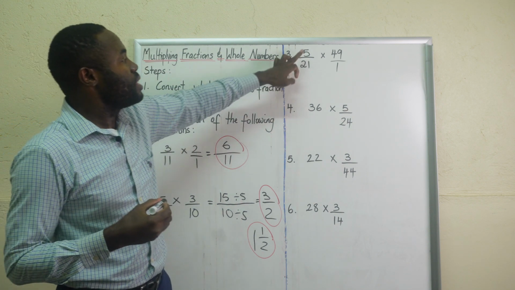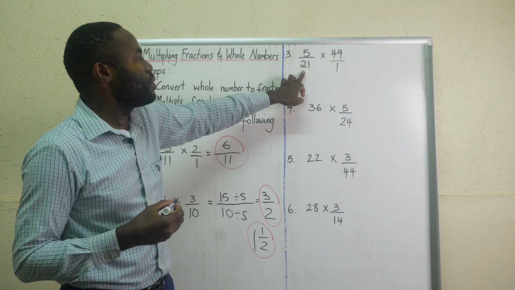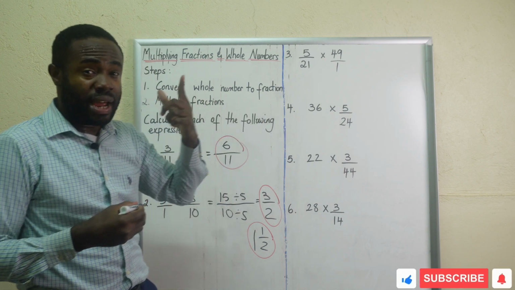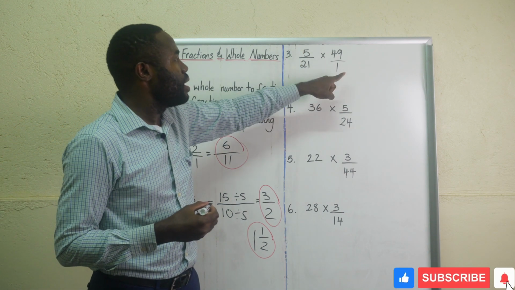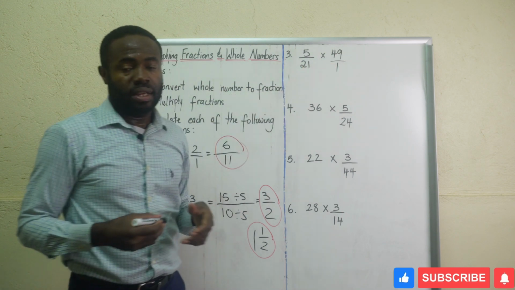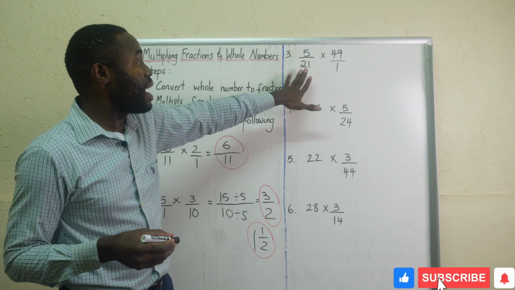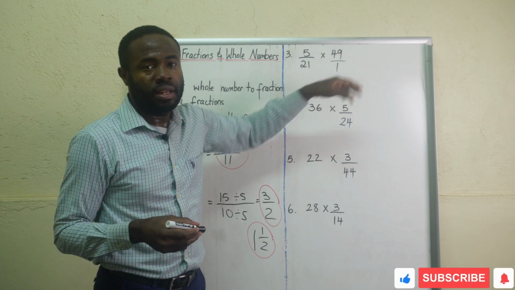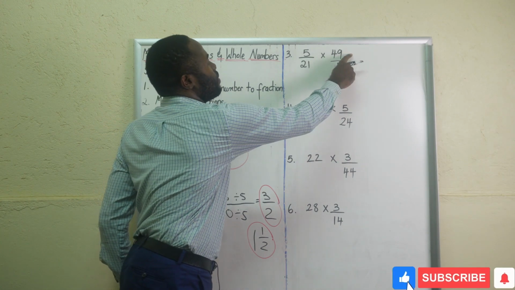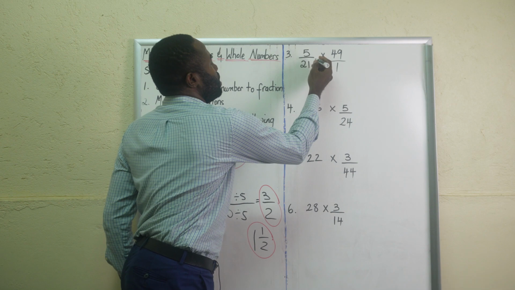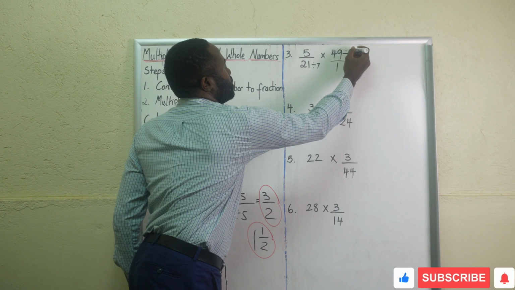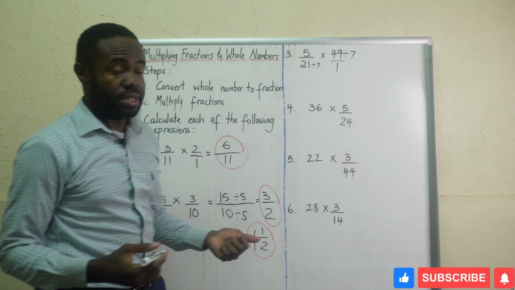All right, so let's check. So our numerator here is 5 and the denominator is 21. We can't reduce that one. 49 and 1 we can't reduce, so we check our diagonals. So we have 5 and 1, which can't be reduced, and then we check 21 and 49. If you look clearly, you will notice that the highest common factor of 21 and 49 would be 7, right? So you'll divide both 21 and 49 by 7. So let's do that. 21 divided by 7, and then divide 49 also by 7, right?